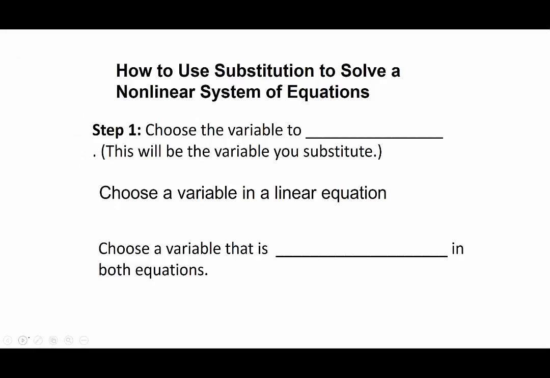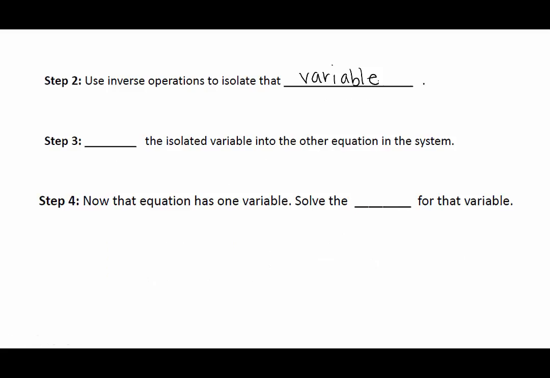And that's the answer. Okay, steps to using substitution to solve a nonlinear system of equations. Step 1, choose the variable to eliminate. Now, if one of the equations is in linear form, that's going to help. You're going to choose that variable. Or if one variable is squared in both equations, you're going to solve for that variable with the exponent, but not take the square root of both sides.